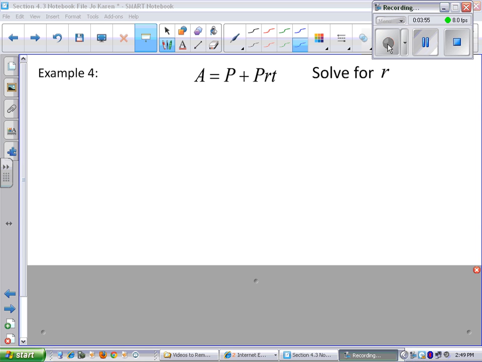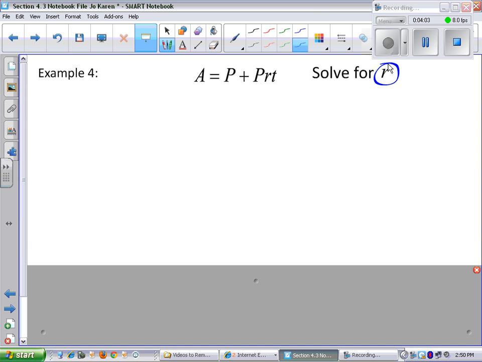My next problem, I have A is equal to P plus PRT, and this time I'm solving for R. There's only one term that has an R in it. It's this term. So I want to keep the term that has the R in it where it is on the right side, and I want to get this plus P on the left side. How do I eliminate a plus? I want to subtract P. Do the opposite and subtract P from both sides. And then I will have A minus P is equal to PRT.